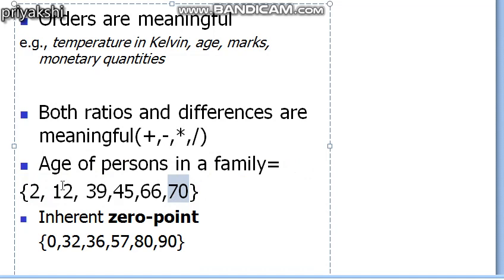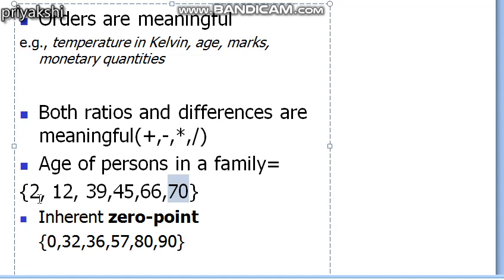If I find the difference between the youngest and the second youngest person in the family, they have an age difference of 10 years, then 39 minus 12 will be 27. So the second and third youngest persons of the family have a difference of 27 years. So differences are meaningful here. Next, the other operations are ratios. How can the ratios be meaningful here? If I divide 70 by 2, it gives me 35.